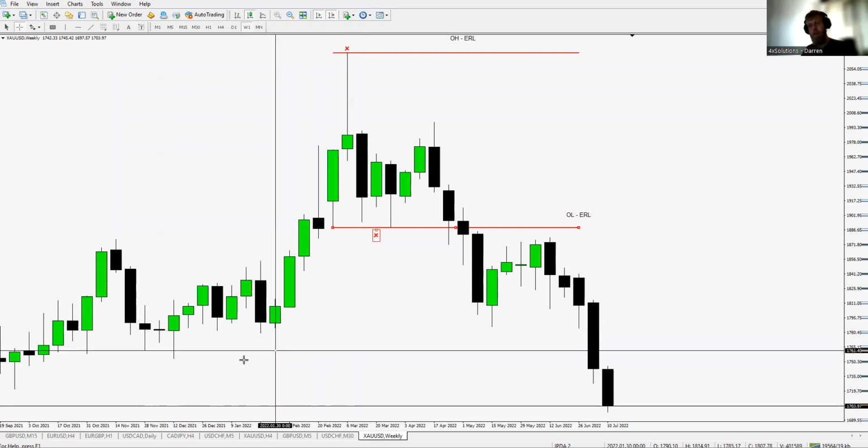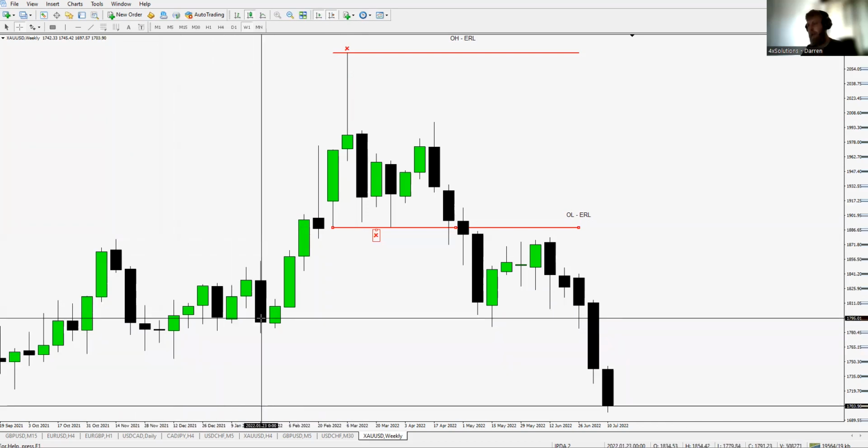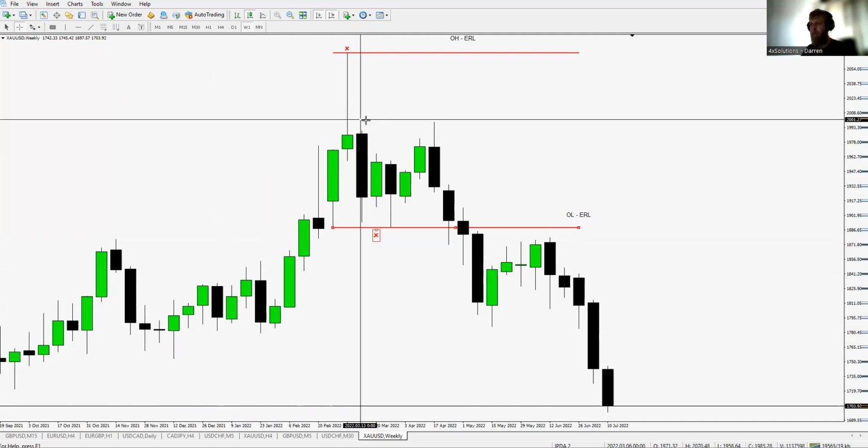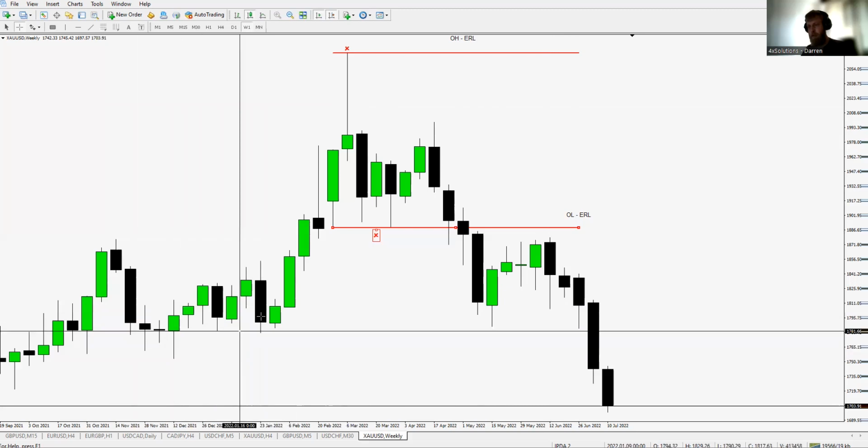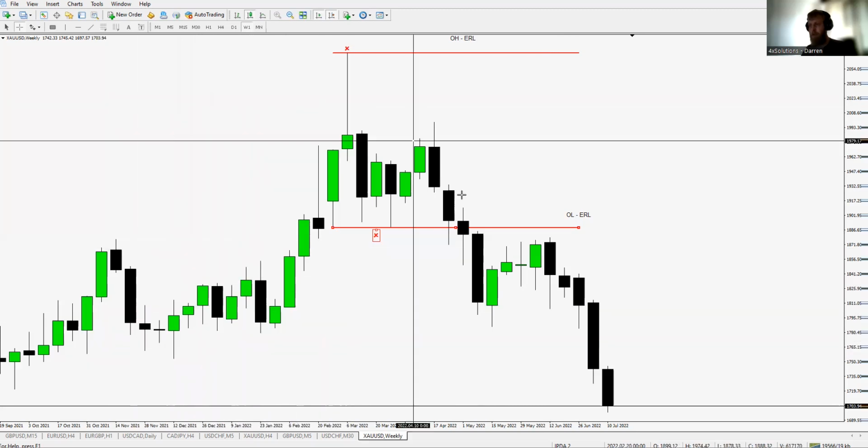So below this, if you understand anything about the AMD method of ICT, this is a market maker buy model, market maker sell model. And below consolidations sits liquidity. And that's obviously what price would target.